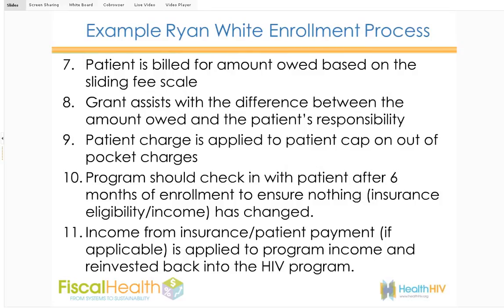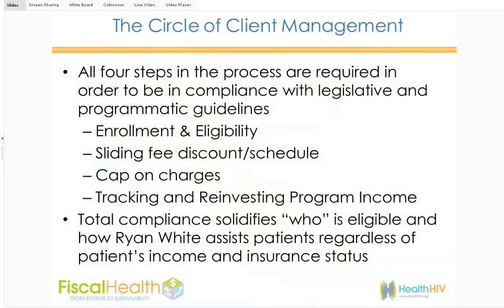At 6 months, the program will check in with the patient just to make sure nothing's changed, and that they're not now eligible for an insurance program that they weren't eligible for previously. Then the program takes the income from the patients that pay and from the insurance that pays, and reinvests it back into the HIV program. So that would be what the full client management circle would look like if all of the pieces and parts are in compliance. And total compliance with all these sections identifies and solidifies who is eligible for Ryan White assistance, regardless of the patient's income and insurance status.